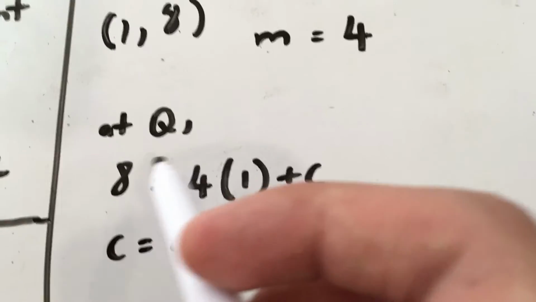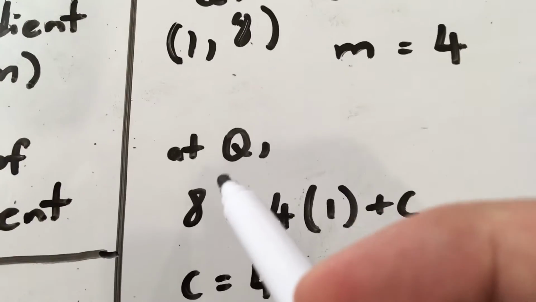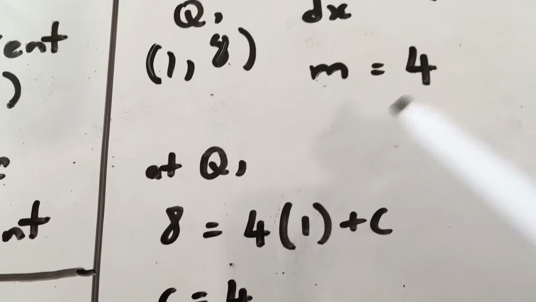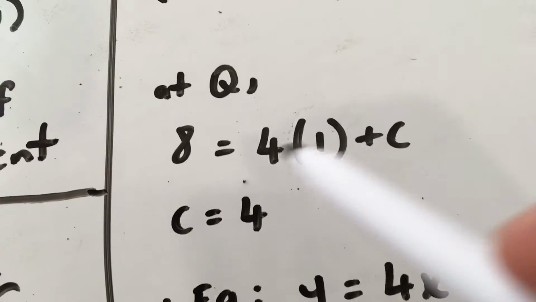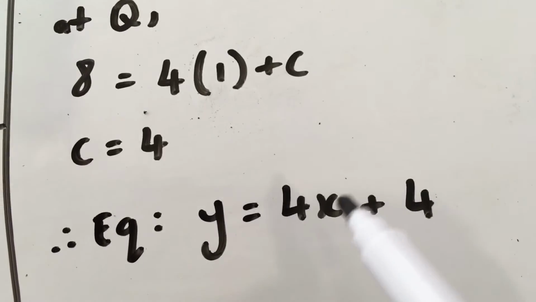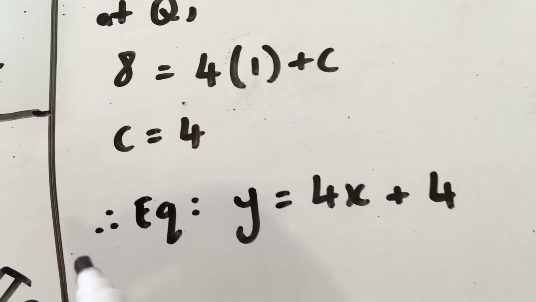For example, at Q just now, the same point, I know that the coordinates were (1, 8). So the value of y was 8, the value of x is 1, and m just now I found was 4. I sub it in, and I found that c equals 4. And if I rewrite the whole line equation, I get y equals 4x plus 4. So this is the equation of a tangent, right?